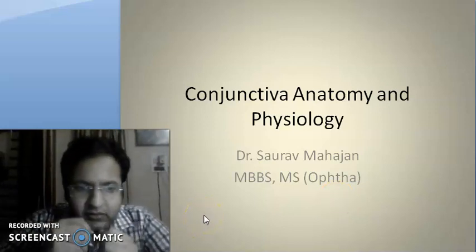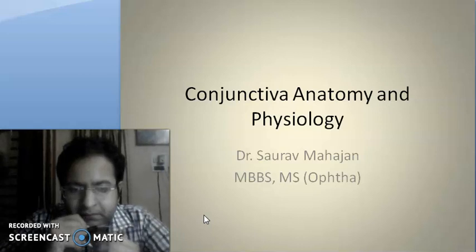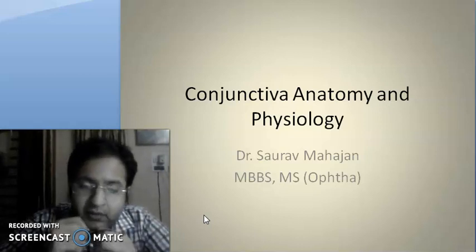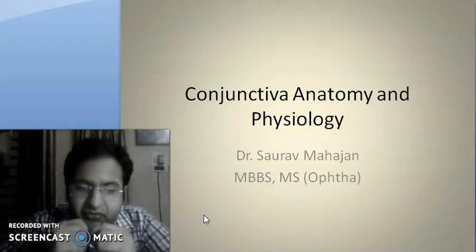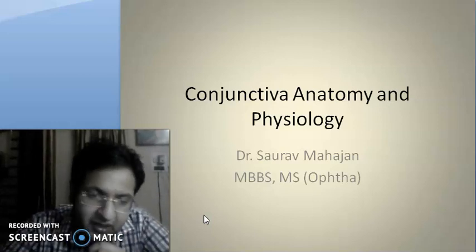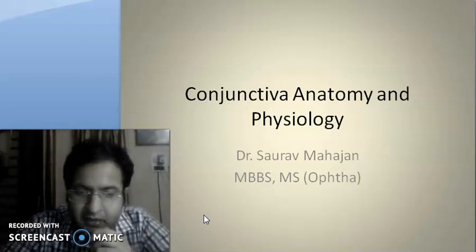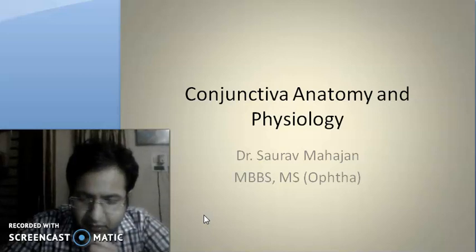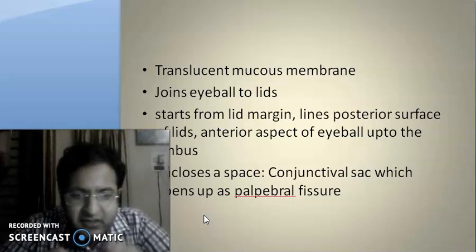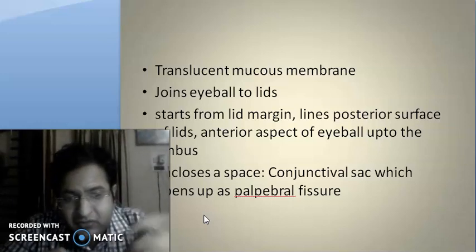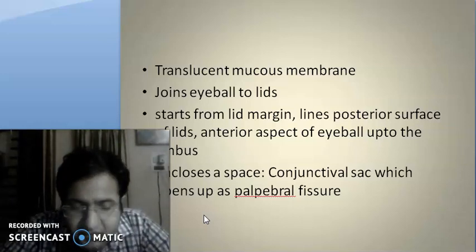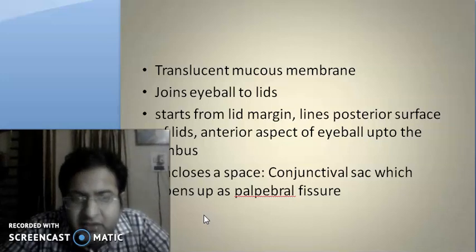Today we will cover a topic concerning the conjunctiva, its normal anatomy, histology, and normal physiology. In it we will cover what the conjunctiva is, what its histology is, what the different layers are which form the conjunctiva, and what the normal blood supply and nerve supply of the conjunctiva are.